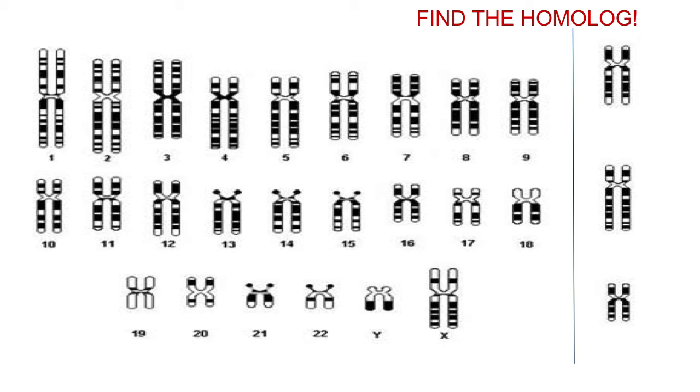So start with the one at the top right and match it up with its pair there within the karyotype. Then you can go to the chromosome in the middle on the right, and then the one at the bottom on the right, and see if you can find the exact banding patterns that go with each chromosome.